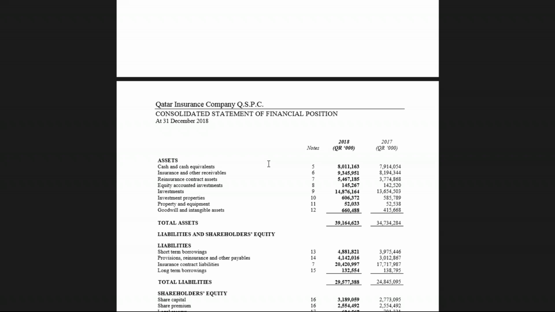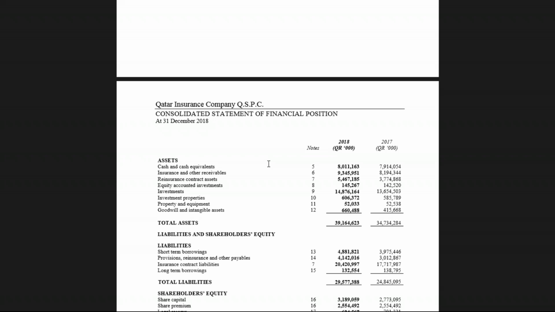So in assets, your cash comprises nearly $8 million, which has increased from $7.9 million last year. Now the question is, does cash and cash equivalents come under this challenge? I mean, does it come under insurance and other receivables? Does it come under IFRS and impairment? The answer is no, because it's not outstanding.